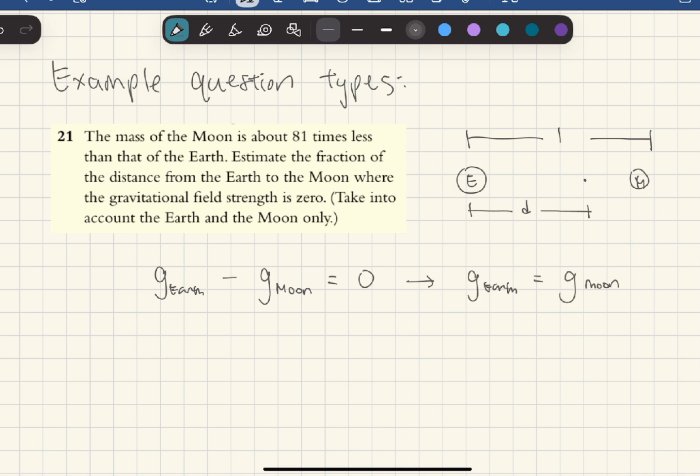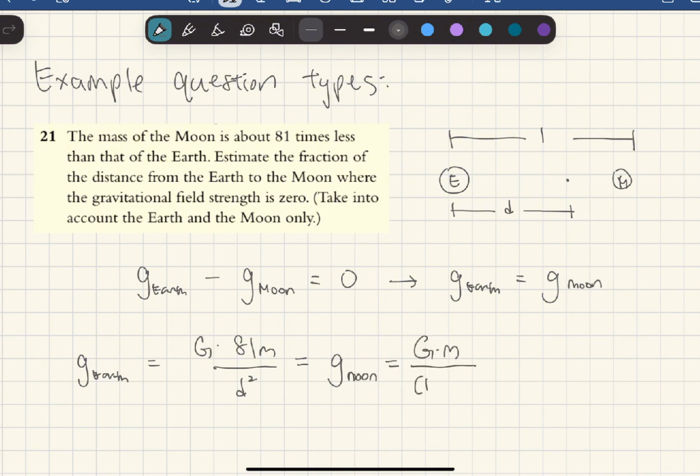Now, using the equation for gravitational field strength, we know that g of Earth is G times 81 times the mass of the moon divided by d squared, which is the distance to this point, and this is equal to g of the moon, which will be G times the mass of the moon divided by (1 minus d) squared. So if we cancel out the GMs, we get that d squared is equal to 81 times (1 minus d) squared. By simplifying this equation and solving it with your calculator, we can find d, which will be a fraction.